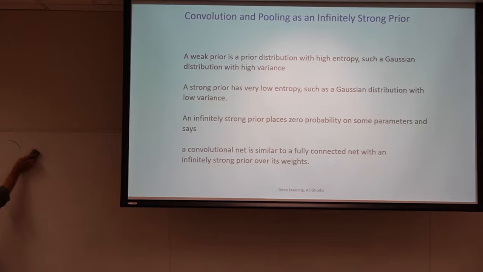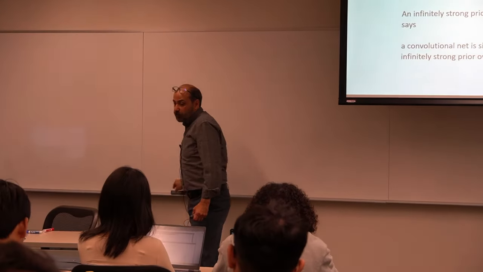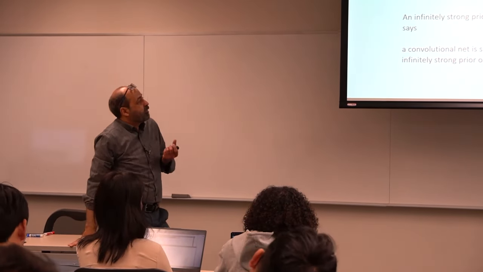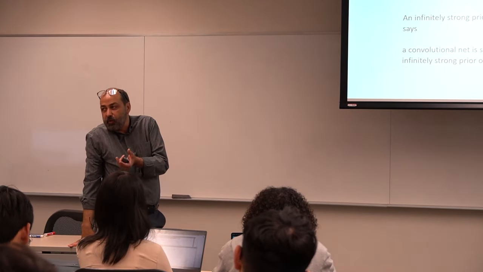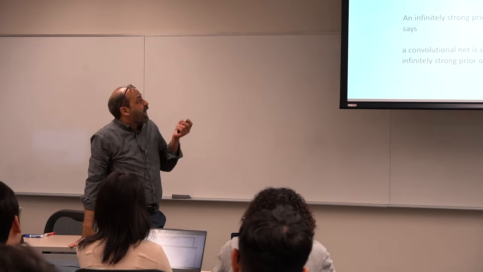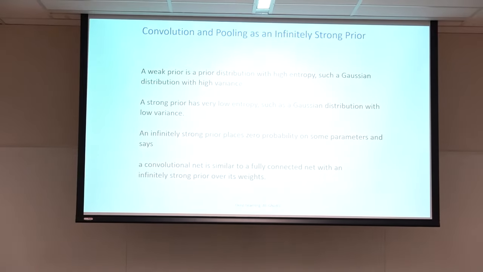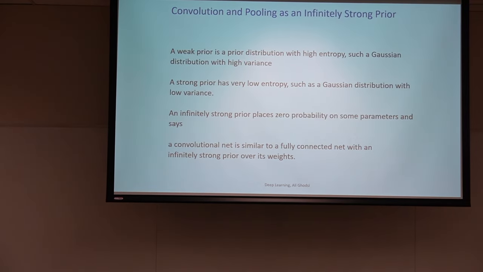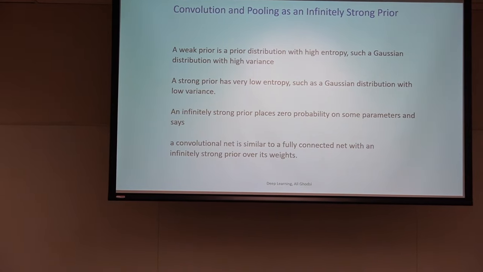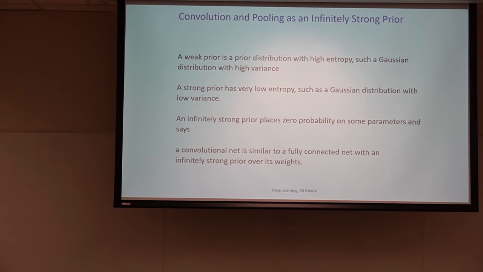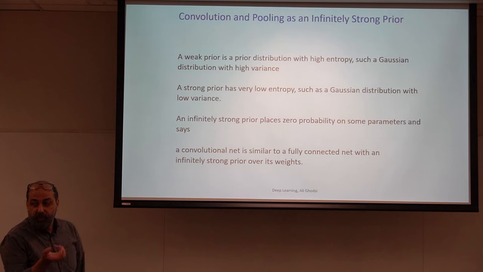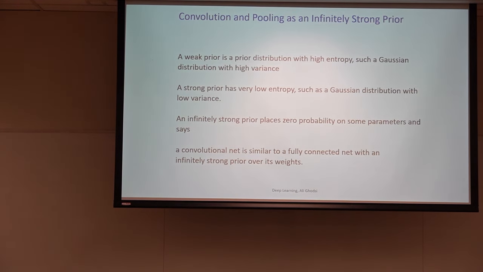The idea of sparsity can be interpreted, with some sort of Bayesian approach, as having infinitely strong priors on some weights. Okay? So if you're frequentist, then you penalize, I mean, you do regularization. If you're Bayesian, you don't do regularization, you define priors.